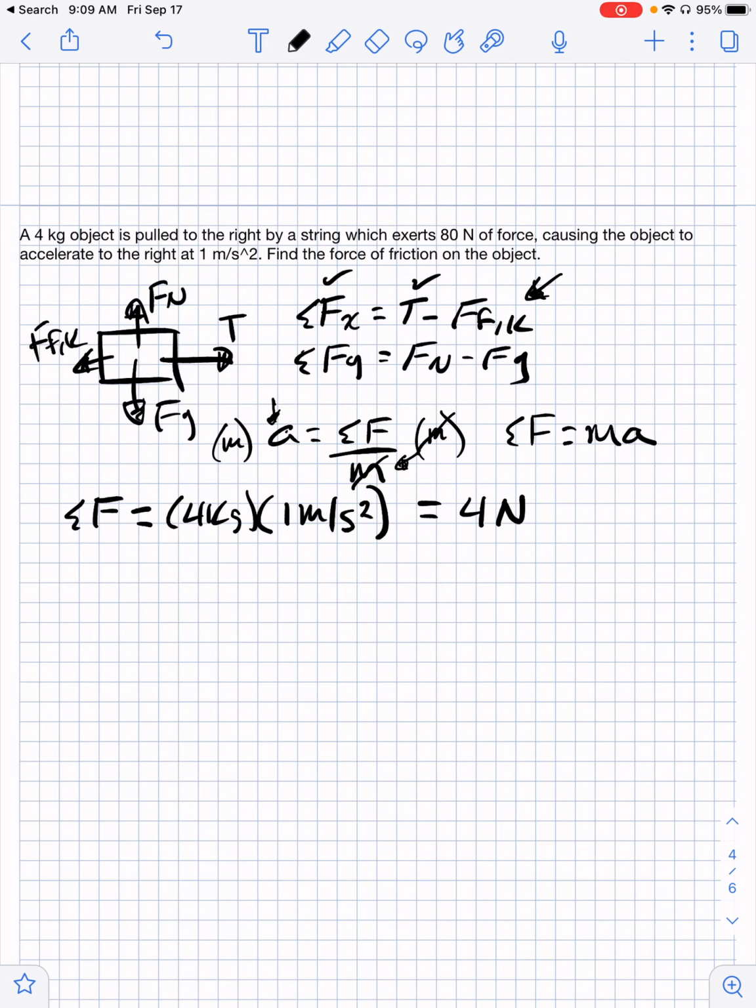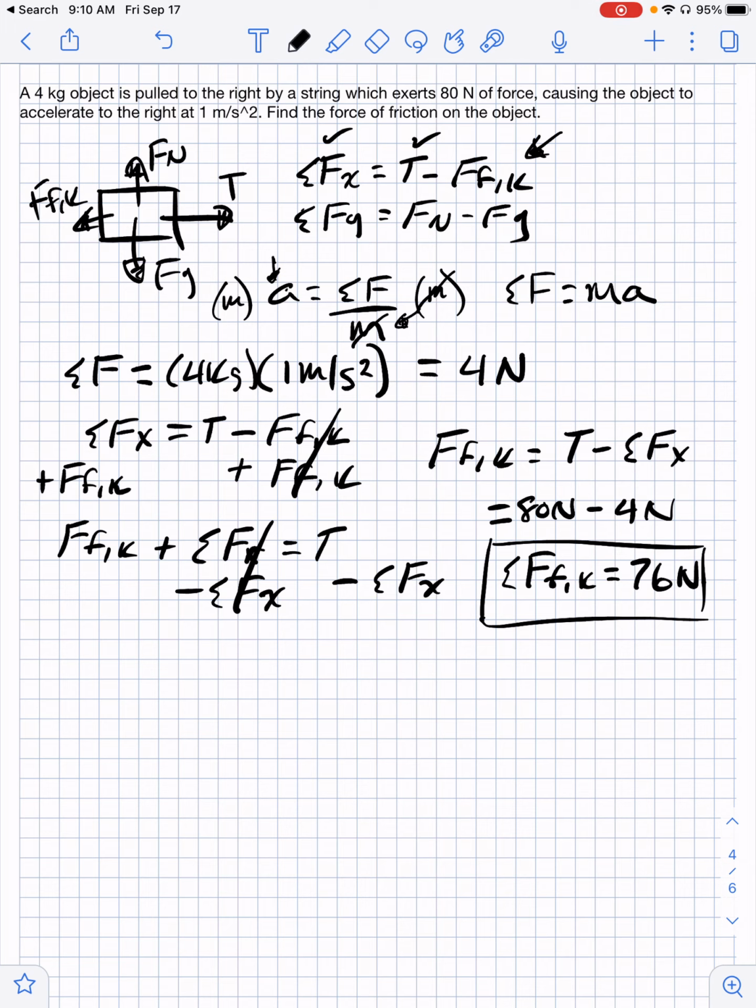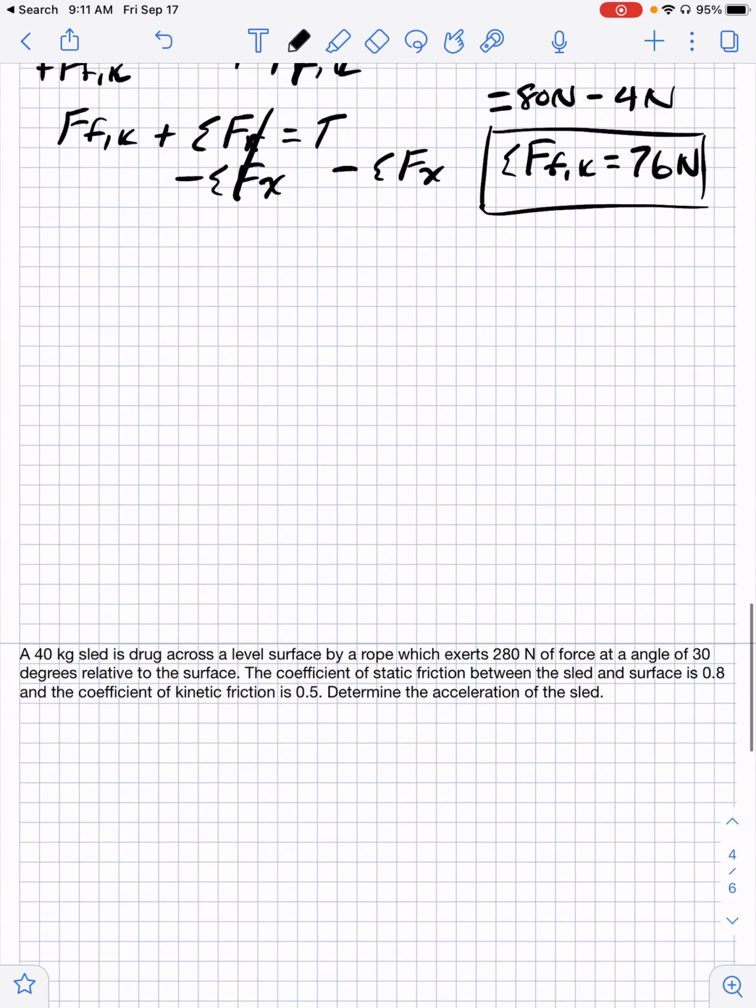Okay, so the problem gave me the tension. They said tension was equal to 80 newtons. We used Newton's second law to find the net force, which was 4 newtons. So your friction is just going to equal 76 newtons. Sometimes the problem will give me the acceleration, sometimes it might give you the net force, but we can still use Newton's second law to solve for those kinds of problems, depending on what they give me.